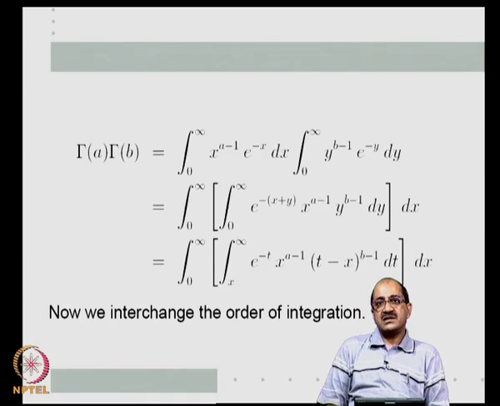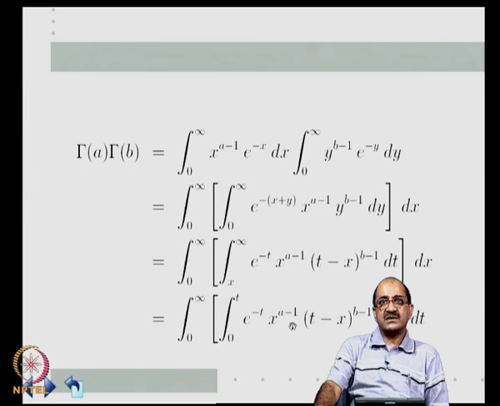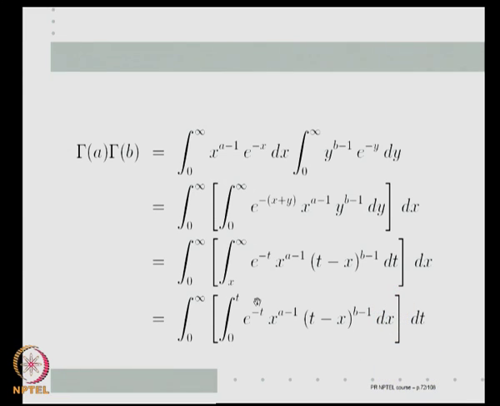So, how do the limits change? Here for each x, t goes from x to infinity, which means for each t, x goes from 0 to t. So, if I change the order of integration, the outer integral is now the dt integral, and the inner integral is the dx integral. So, t goes from 0 to infinity now, and x goes from 0 to t. Earlier, x goes from 0 to infinity, t goes from x to infinity, which means for each x, t goes from x to infinity, which means, very simple geometry will tell you, for each t, x goes from 0 to t.